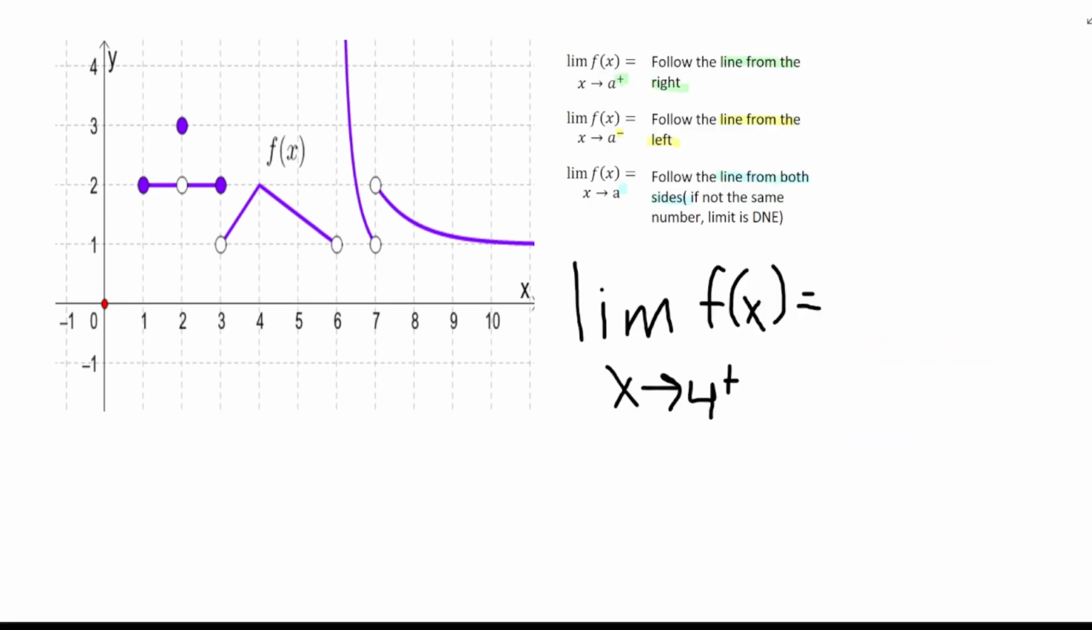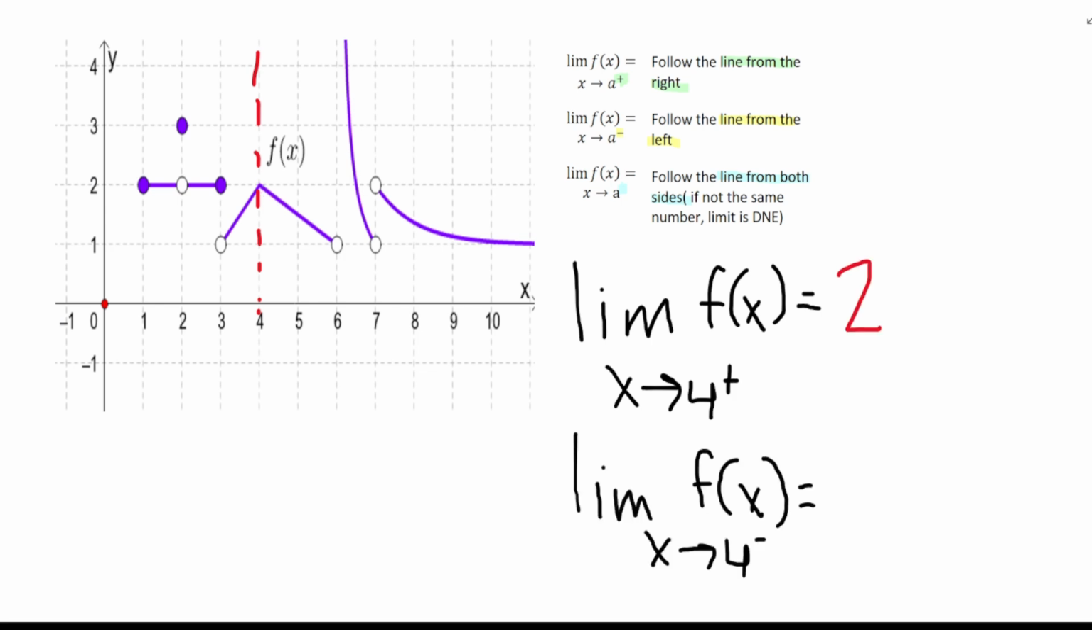In this first example, the problem wants us to find the limit of the function as x approaches 4 plus. 4 plus means 4 from the right side of the line. I'm going to go ahead and mark 4, and then I'm going to mark from the right side of the line, like so. If you look at the diagram now, you will realize that as x approaches 4, the line from the right side approaches the y value of 2. So in this case, the answer is 2 for this limit as x approaches 4 from the right.